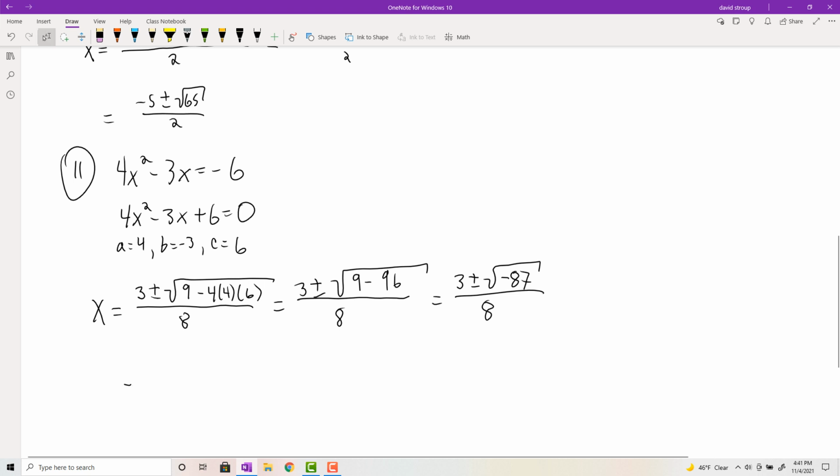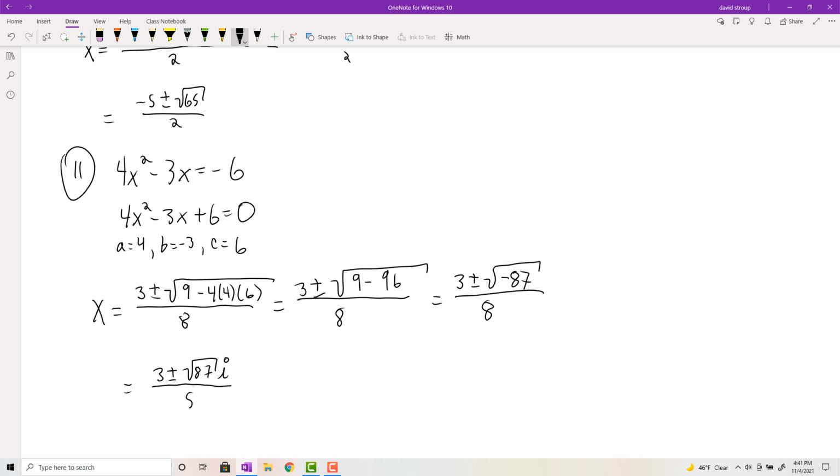I like to rewrite my imaginary numbers in back. So 3 plus or minus the square root of 87 i. And as long as you put that hook there, that's fine. You just have to make sure people don't accidentally think you put the i underneath the square root, because that wouldn't be correct. So anyways, when you have an imaginary number, you have to split these things up so it's in our standard form, right? You want a plus bi. So you're going to have 3/8 plus or minus the square root of 87/8 i.